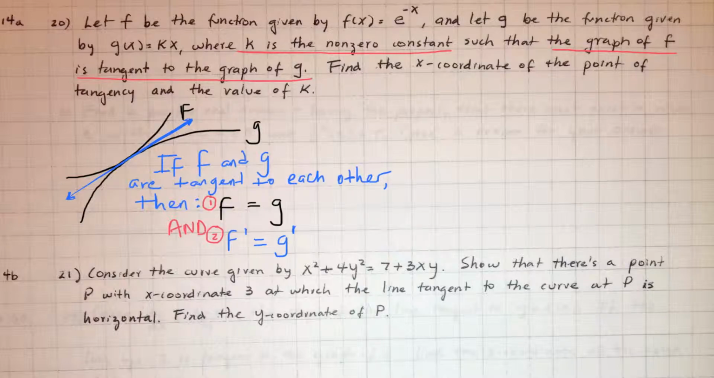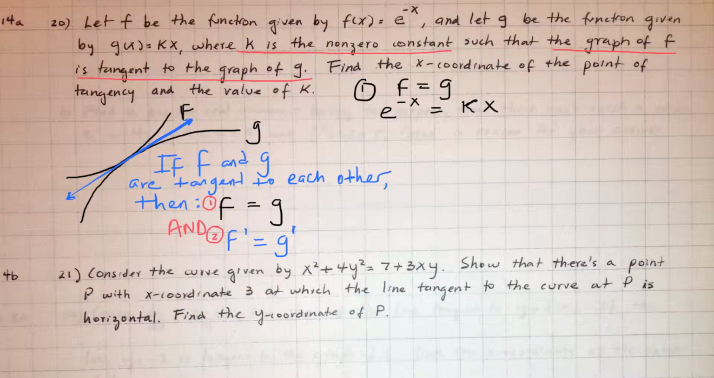And so what we're going to do now is use these two equations and come up with something we can solve. I'm going to start with equation 1 and say that f is equal to g. So from equation 1, f is equal to g. That means that e to the negative x has to equal g, which is kx. And that's a good equation. Now looking at this equation, there's nothing I can do with it because I have two variables, x and k, and I'm not going to be able to do anything with x or k. So I guess that's the end of that equation.